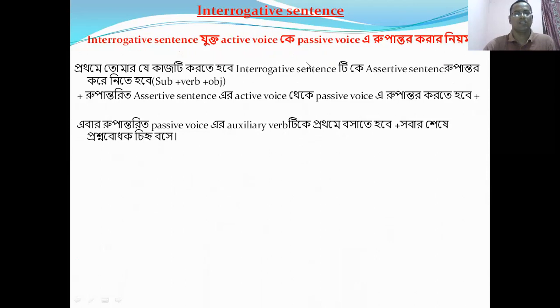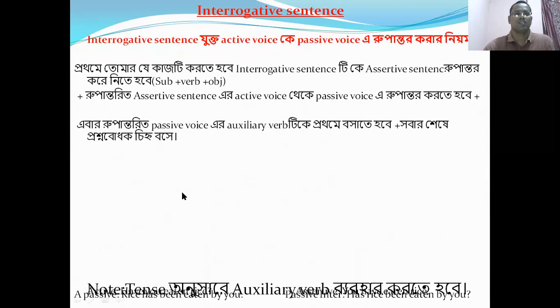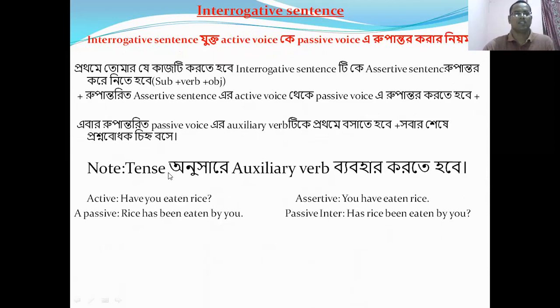If we make an interrogative sentence from active to passive voice, then we have to make it assertive first, then change it to passive. After that, we have to use the auxiliary verb in front of the subject. Note, according to tense, we have to use the auxiliary verb. Have you eaten rice? First, we make it assertive: you have eaten rice. Then we make it passive: rice has been eaten. And the answer to that question is: has rice been eaten by you?